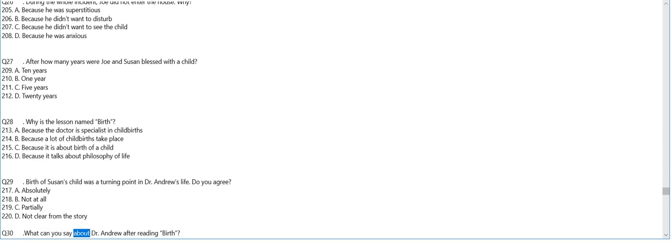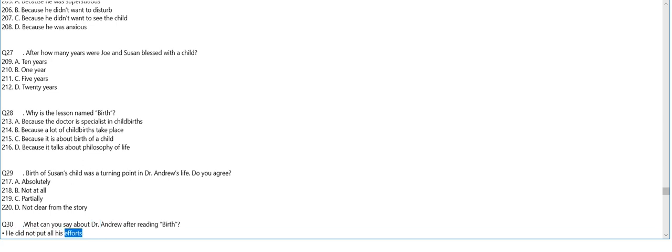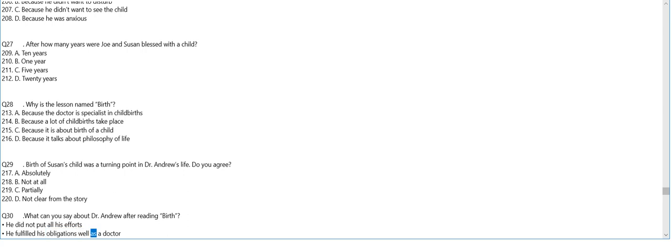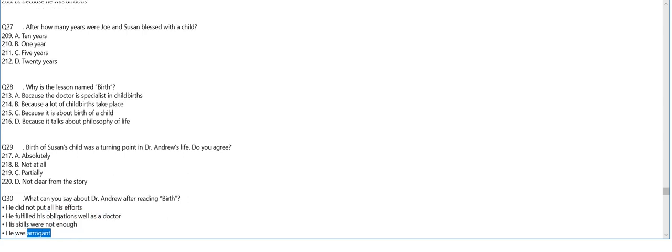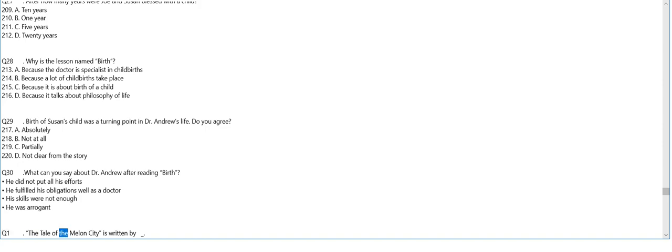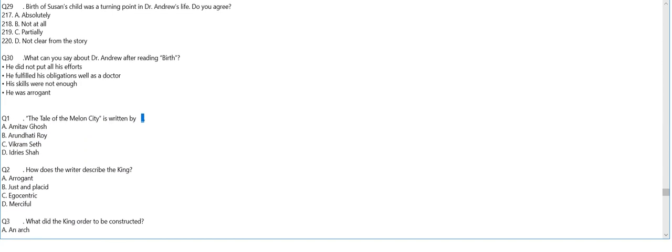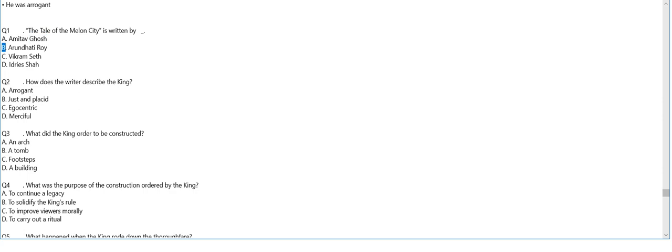Q30. What can you say about Dr. Andrew after reading Birth? He did not put all his efforts. He fulfilled his obligations well as a doctor. His skills were not enough. He was arrogant. Q1. The Tale of the Melon City is written by _A. Amitabh Ghosh. B. Arundhati Roy. C. Vikram Seth. D. Idris Shah.